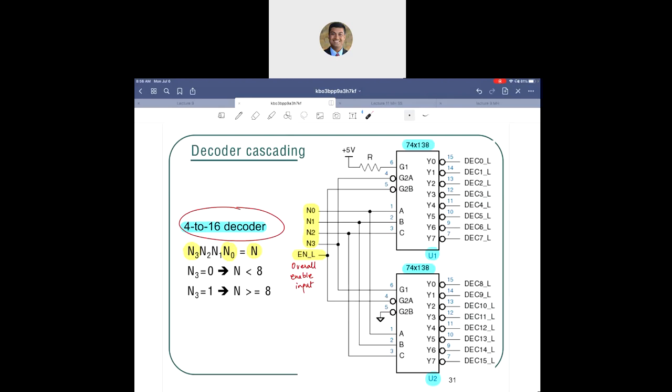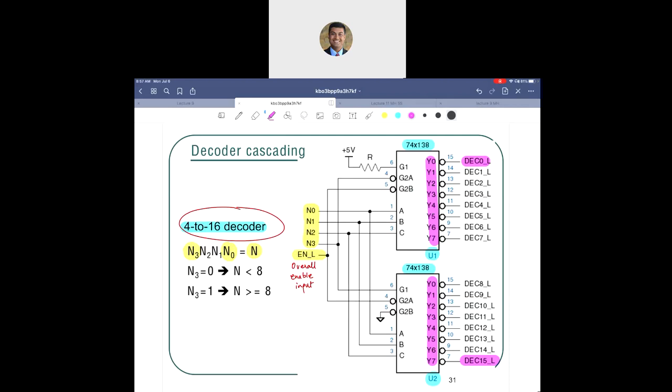Where are the outputs now? 16 of them. I get 8 outputs from the top 3 to 8 decoder, and I get 8 outputs from the bottom 3 to 8 decoder. The least significant output of the top chip is pin number 15, 0 underscore L. And then the most significant output is going to be the most significant output of the bottom chip. DEC, decimal 0 underscore L, all the way to 15 underscore L. So I've got those 16 outputs over there.